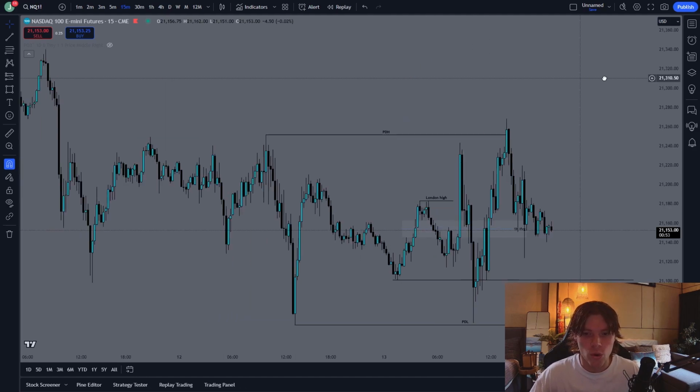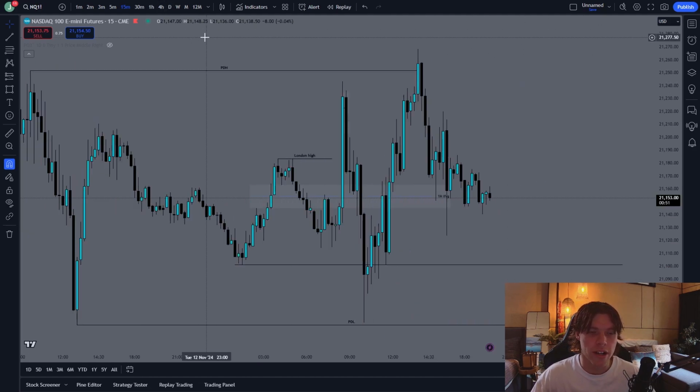But for New York Open, the way that I find my draws on liquidity is I look at the 15-minute and the 1 hour time frame, and I look for fair value gaps and which fair value gaps are getting respected and which fair value gaps are being disrespected.